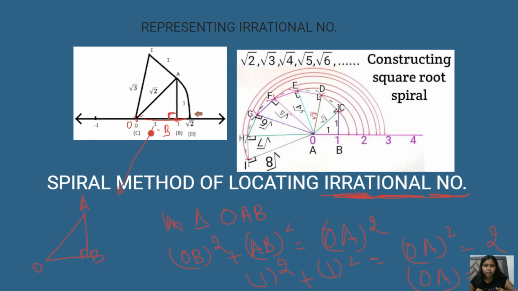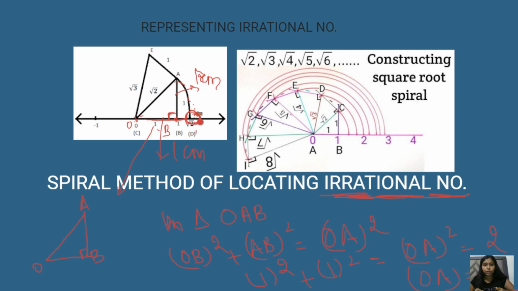Then you just have to open your compass taking OA as the radius, and make an arc like this. The point at which this arc touches the number line will give you the value of root 2. For example, the value of root 2 is 1.414 and so on. So like this you will get the value of root 2.